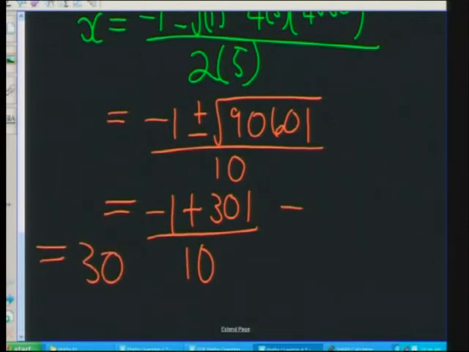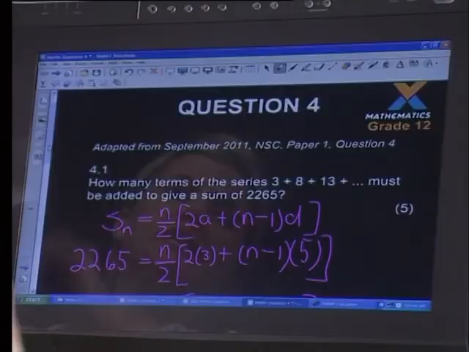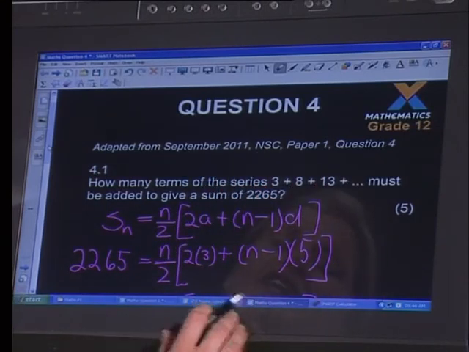And then negative 1 minus 301 divided by 10. Now this is going to give me a negative answer, so I can already discount that. Remember guys, n is like a place in a race. You can come first, second, third. So that means that going back to the top of the question, of this series 3, 8, 16, I must add a total of 30 terms together before I get to 2265.